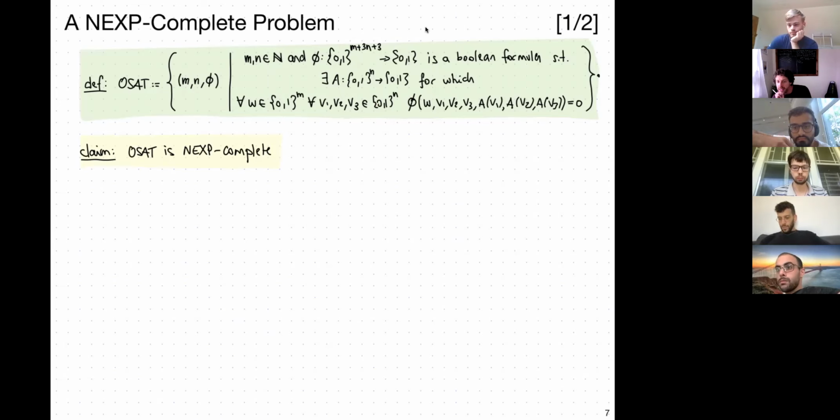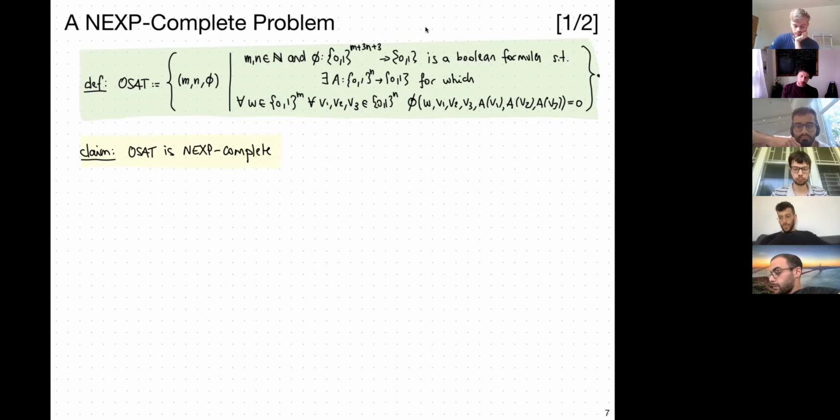Any special non-technical reasons why 3 variables? That's a good question from Tamar. The answer is that this 3 is just because we like the Cook-Levin theorem, which reduces to 3SAT. It's just out of convenience, but one can play with that.